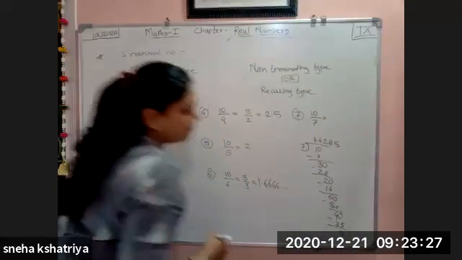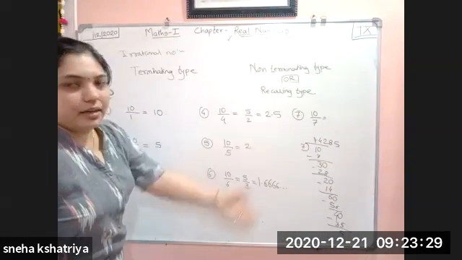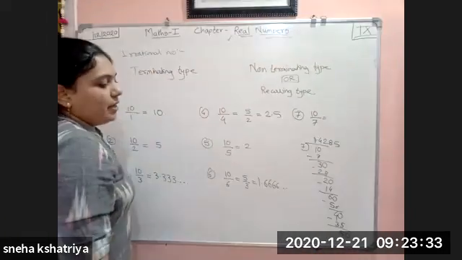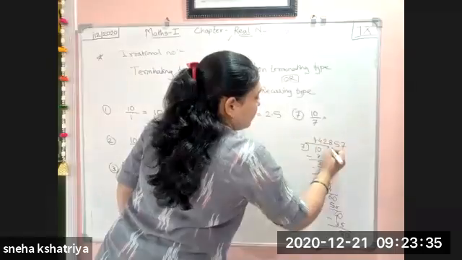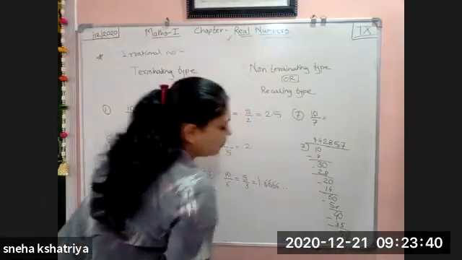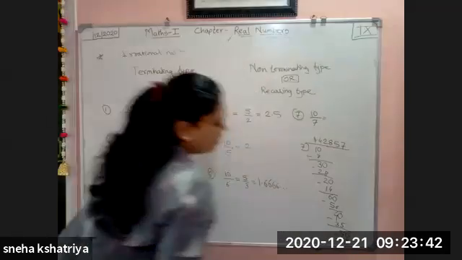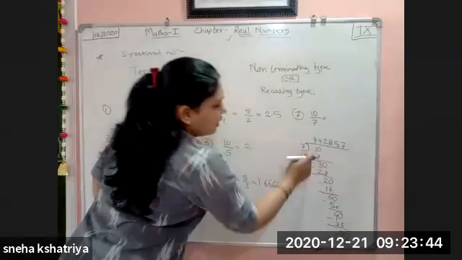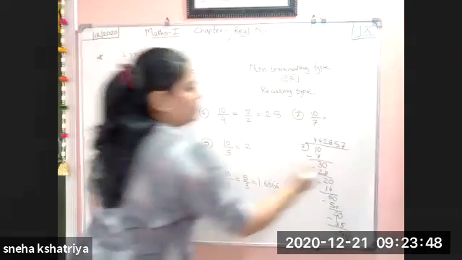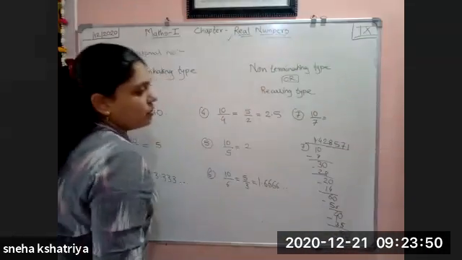5 remaining. See here, this is continuing and continuing. Again take a 0, 50 is coming. 7 sevens are 49. Your remainder is again 1. Take a 0, 10 is there. See here again 10, so it will start from 1 again and so on.